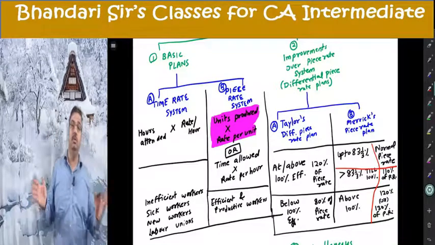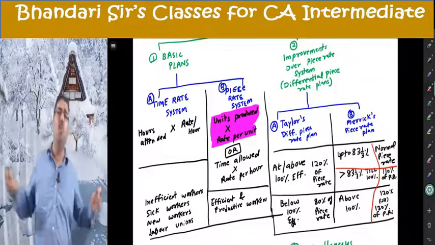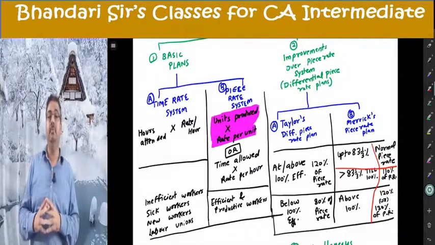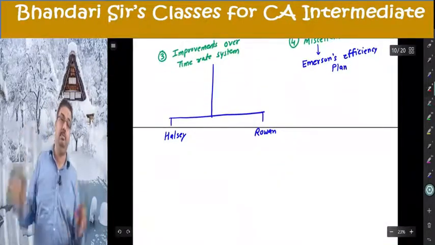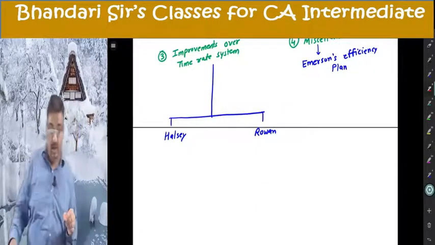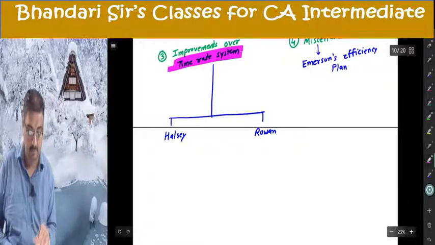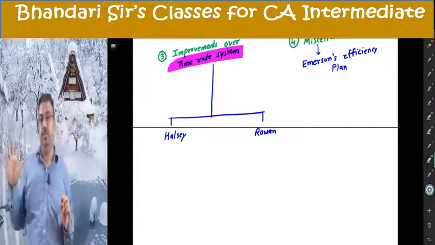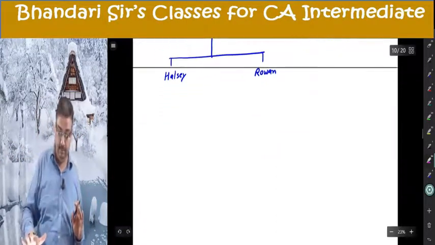differential piece rate systems. I'm reaching the most important part of this remuneration incentive. That is Halsey plan and Rowan plan. Concentrate the most here. It is improvement over what? Time rate system. Try to understand logics first, then I'll reach back Halsey and Rowan.